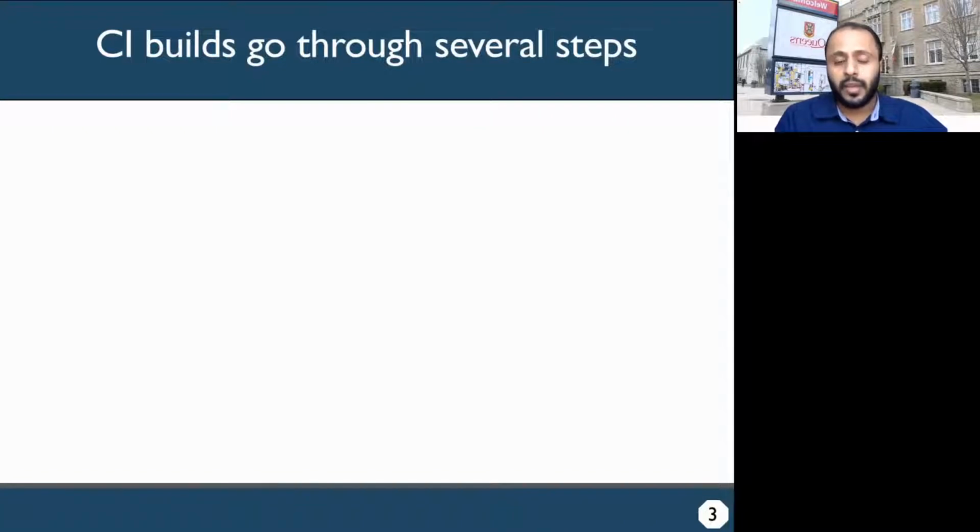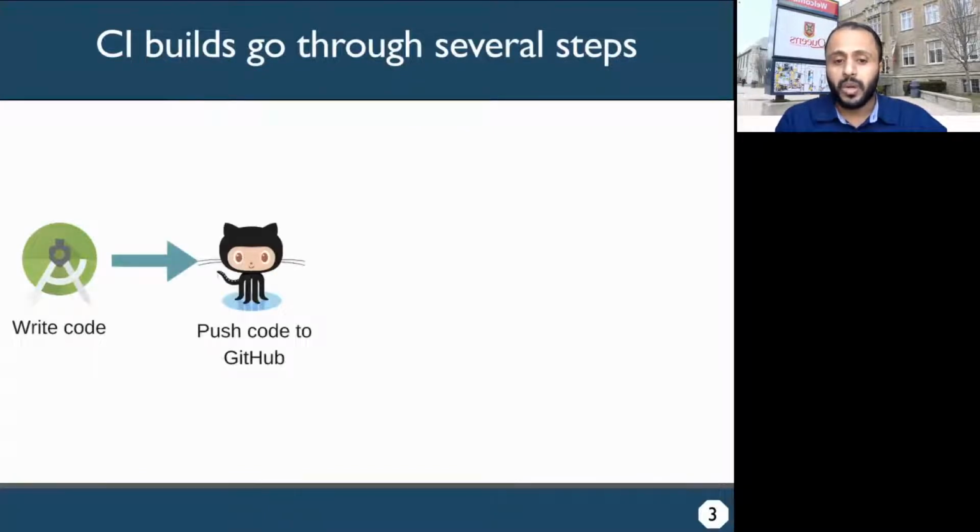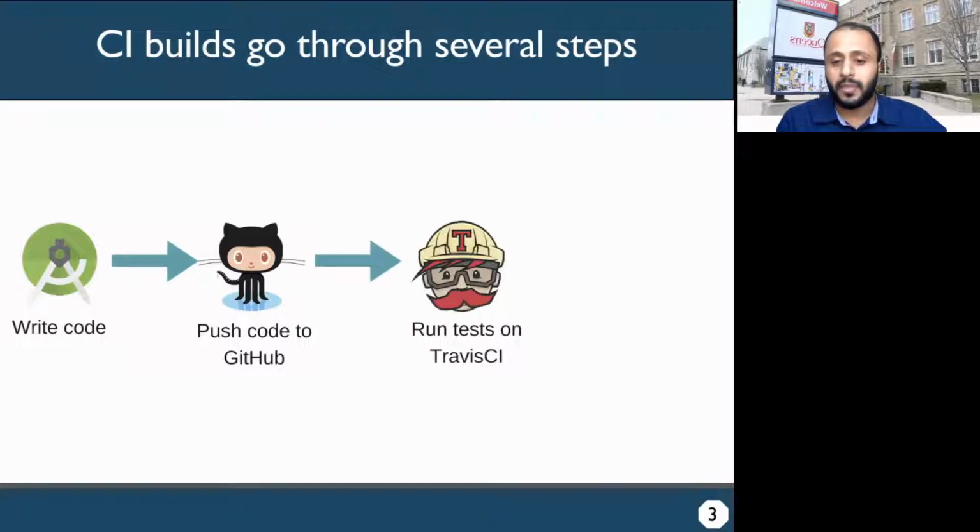CI goes through a number of phases. First, it starts with a developer changing the code and pushing it to a common repository like GitHub. Those commits will trigger a build on a CI service like Travis CI. And if things go successfully, the project is packaged and deployed to a deployment provider.